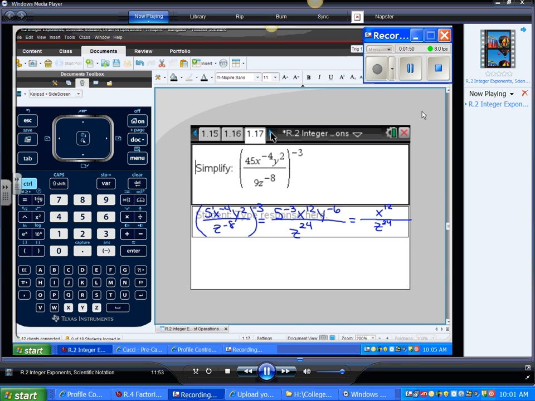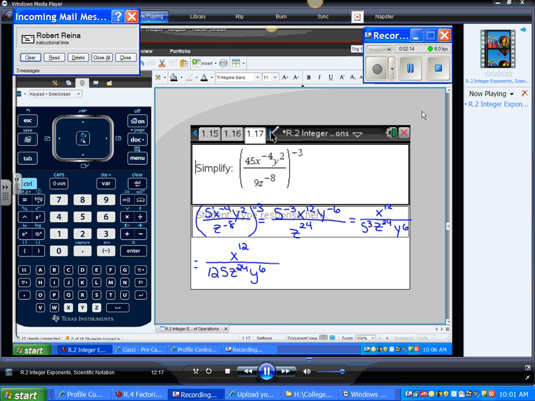So now I can push down that 5 to the negative 3 so that it becomes 5 cubed. And I can push down that y to the negative 6 so that it becomes y to the 6. Now one last step, we don't want to leave that 5 cubed. We know what that equals. So we've got our x to the 12th divided by 125, z to the 24th, y to the 6th. And there's our solution. Okay, moving on. Make sure you have this all down in your notes.